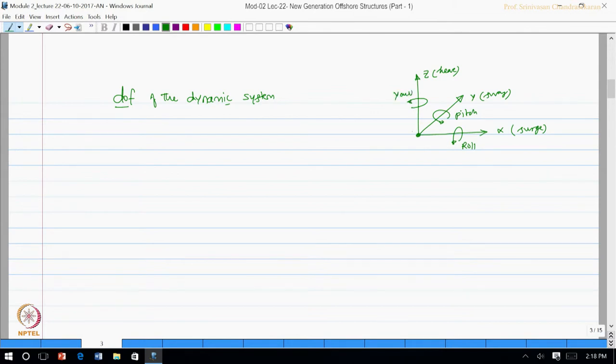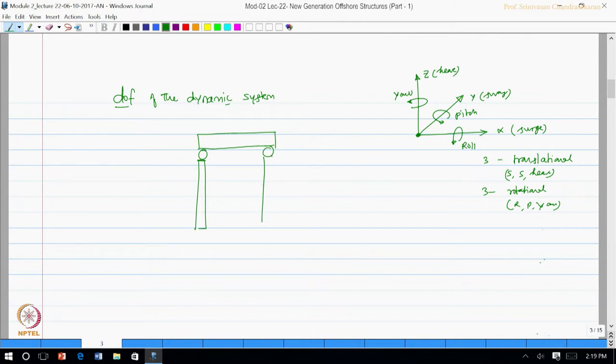This is for any point in space. So, three translational, that is surge, sway and heave. Three rotational, that is roll, pitch and yaw. But triceratop has got an isolation of the deck from the buoyant leg, which is isolated by the ball joints. Therefore, their degrees of freedom are slightly tricky.